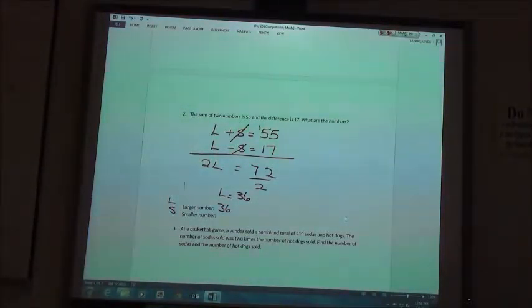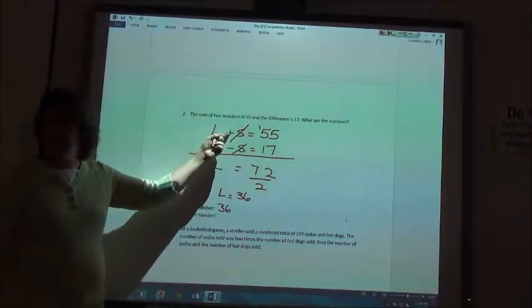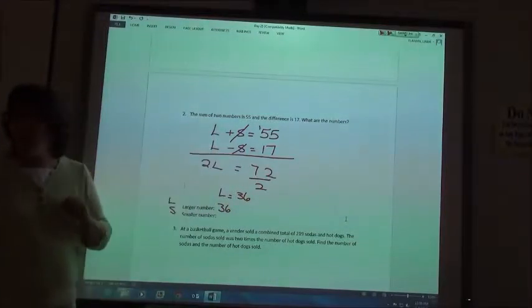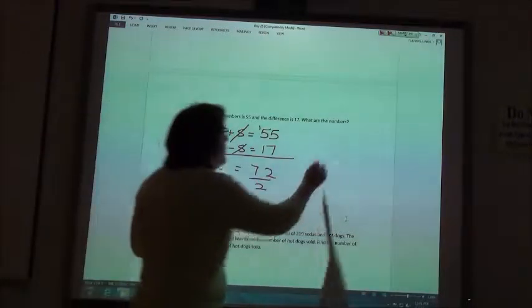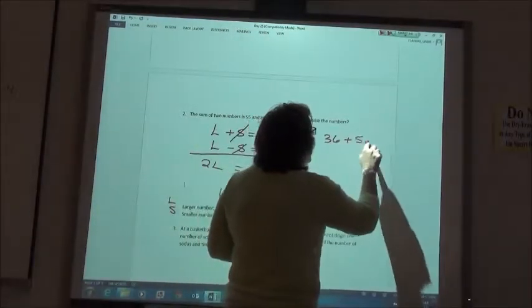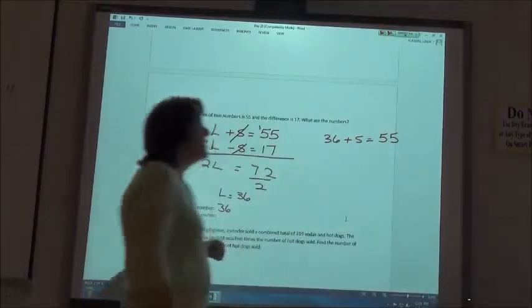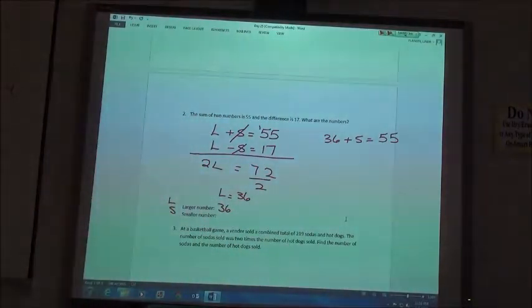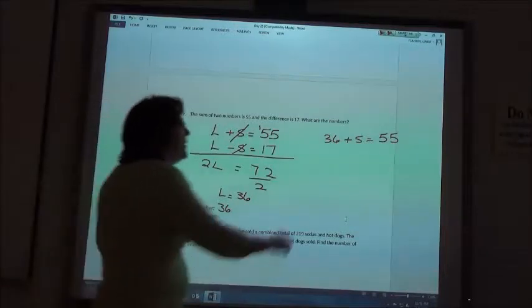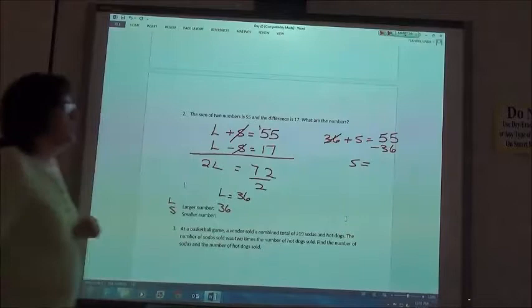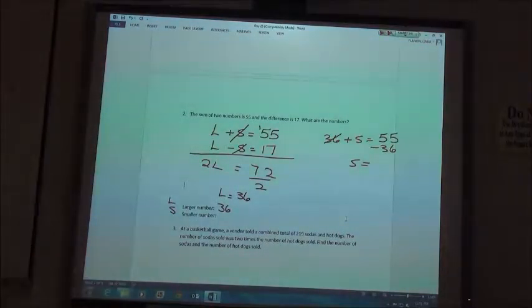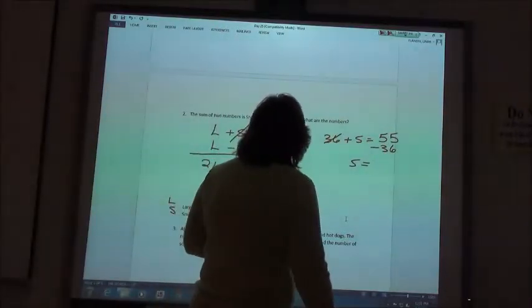I can substitute it into either of my two equations that I have up there, but the one with the plus sign is usually an easier one to plug it into instead of the one with the minus, and then I have to deal with that negative. So I'm going to put 36 in for the L. 36 plus my small number equals the 55, which was the sum of my two numbers. And so in order to solve that, I just minus my 36 to move it to the other side. So if you take 55 minus 36, you get 19.